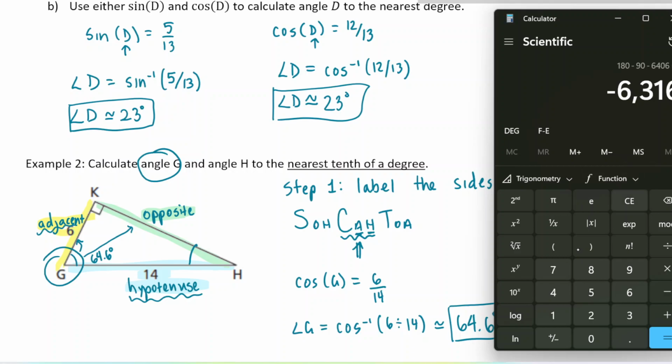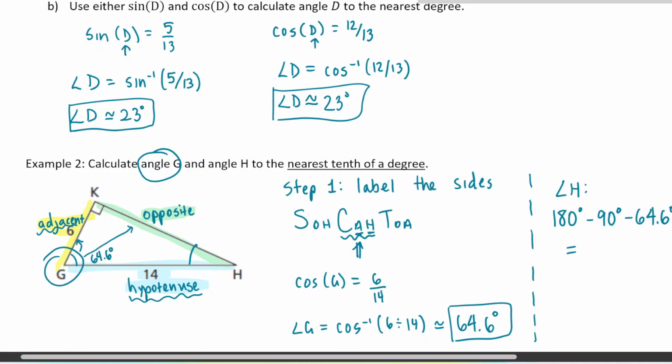Oops, I must have typed something wrong there. 180 minus 90 minus 64.6, 25.4. I'll do a little squiggly because it's not exact. Oops, sometimes I write numbers in the opposite order. 25.4 degrees. There we go. So there's angle H. I'll label it on here.